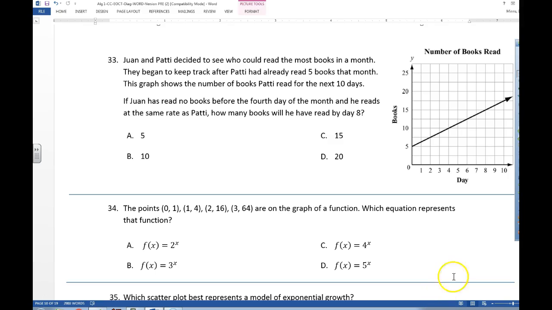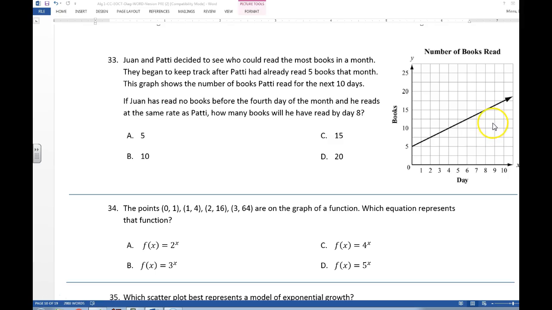Number 33. Juan and Patty decided to see who could read the most books in a month. They began to keep track after Patty had already read 5 books. So this is Patty. She's already read 5 books here. This is her graph. The graph shows the number of books Patty read for the next 10 days. So by day 4, she was up to 10 books. By day 8, she was up to 15 books, and so on.